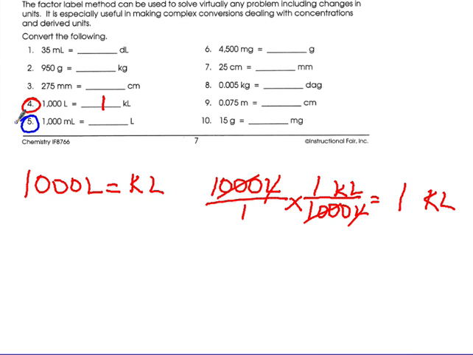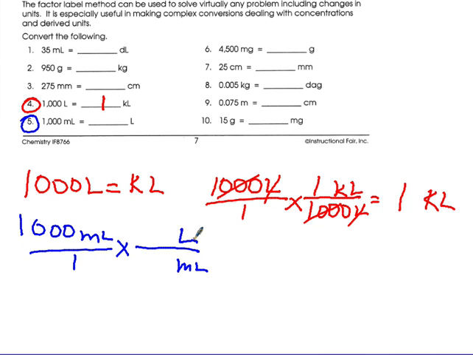Number 5, we have 1,000 milliliters. We want to get to liters. So we're going from milliliters to liters. There's 1,000 milliliters in every 1 liter. Milliliters cancel, 1,000 cancels, we're left with 1 liter.